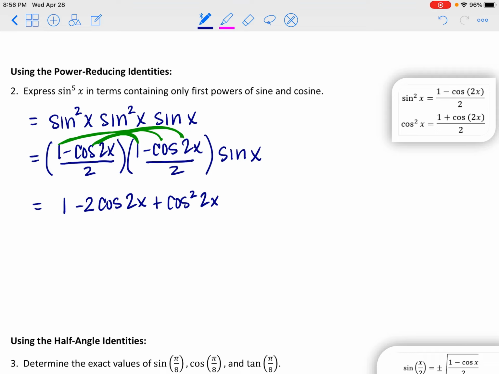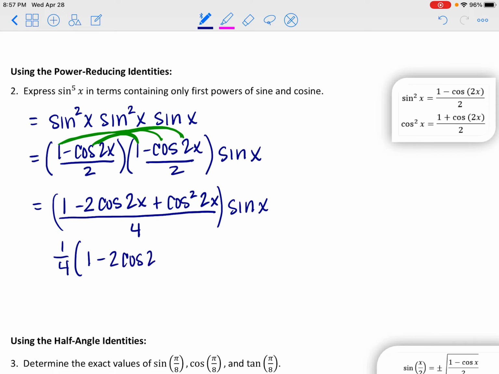So there's the foiling out, I'm distributing out the top of the fraction. On the bottom, the 2 times the 2 is a little easier. That's just going to be a 4. And then that still needs to be multiplied by the sine of x. Now the fraction makes this a little bit complicated, and I don't want it to be there, so I'm actually going to factor that 1/4 out. So 1/4 times 1 minus 2 cosine 2x plus cosine squared 2x, and then sine of x just looks a little cleaner.